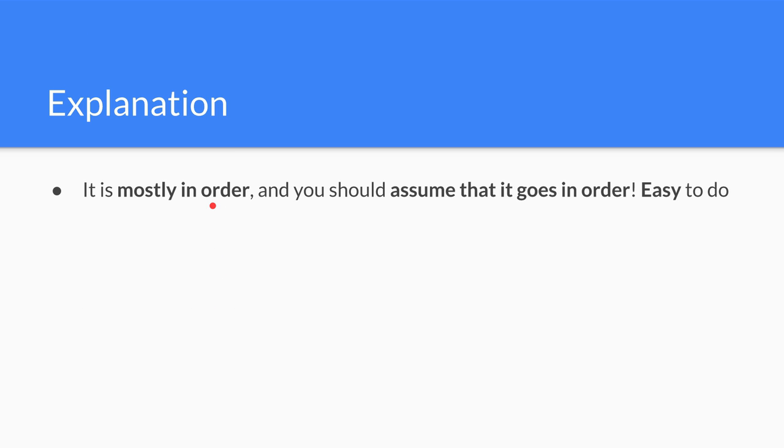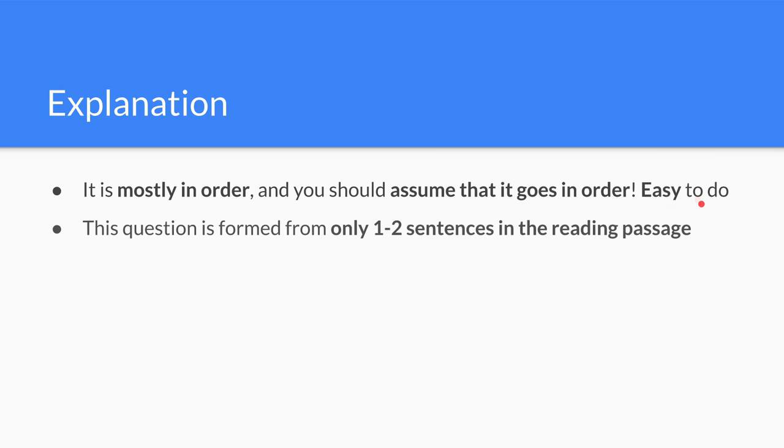So now let me give you further explanation about this question type. Just to reiterate my previous point, these questions go mostly in order, and whenever you have a question that goes mostly in order, you have to assume that it goes always in order. Just assume that, because 80 to 90% of the time it will go in order. And as mentioned before, these questions are pretty easy to do. As with the rest of the questions that you've seen so far, this question is also formed from only 1 to 2 sentences in the reading passage.